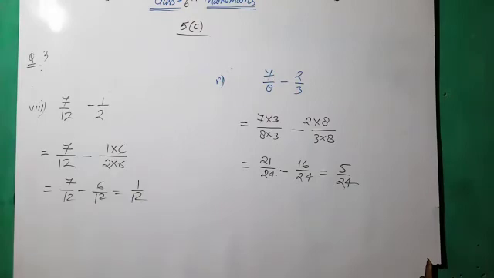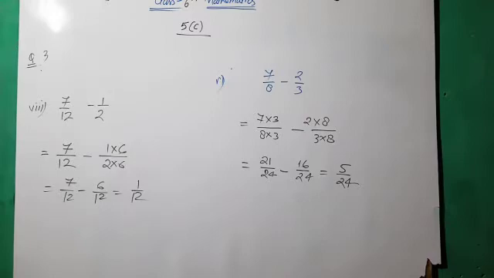Next we have the fourth question. In the fourth question, first of all you have to change the mixed fraction into an improper fraction, then follow the same method to solve the problem. So question number 4 is your homework. Question number 5.